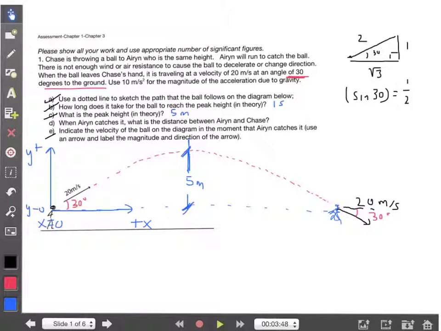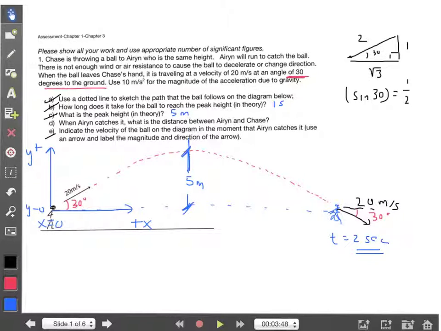Okay, the last question we need to answer is, when the ball is caught by Aaron, what's the distance between Aaron and Chase? So we're looking for this distance right here. Now, the thing that we know so far is that it took a second to reach this peak. And of course, we know that it takes a second to come down. It took a second to go up, takes a second to come down. So the total time of flight is 2 seconds.